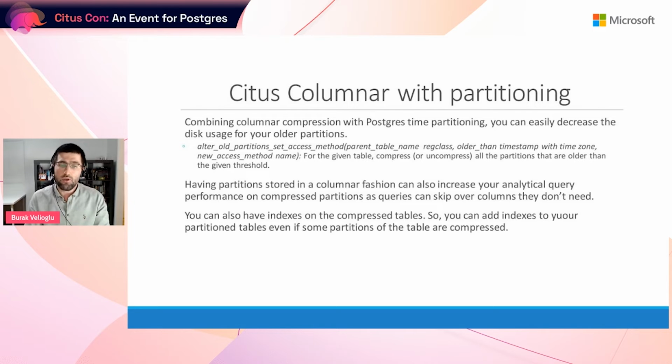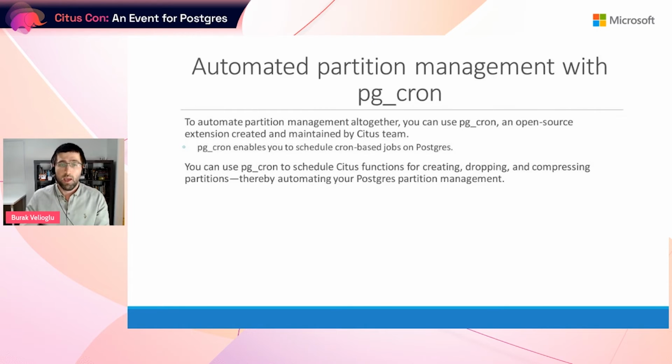And in addition to improving your analytical queries, you can also have indices on your compressed tables. So let's say if you have a partitioned table and you want to create an index for your partitioned table, you can directly create the index on the partitioned table, and Citus will support the indices on your partitioned tables by default. You don't need to do anything else, even if you have compressed partitions for your partitioned table.